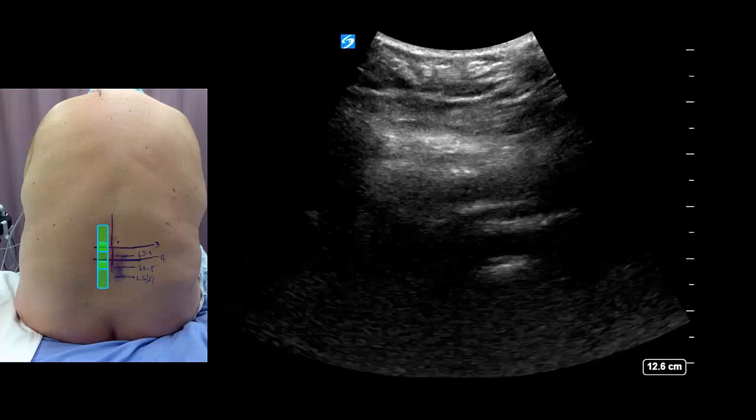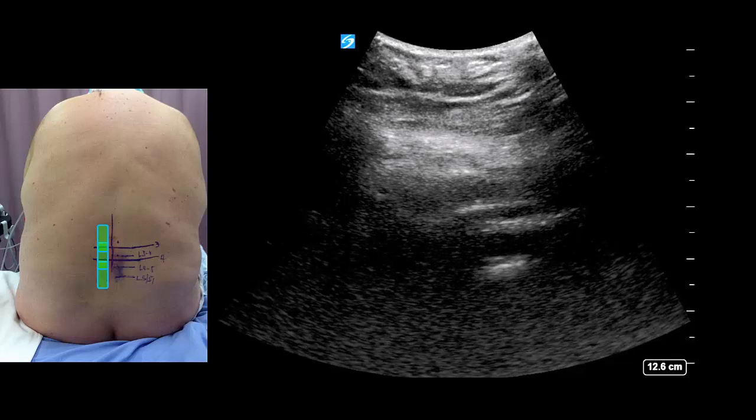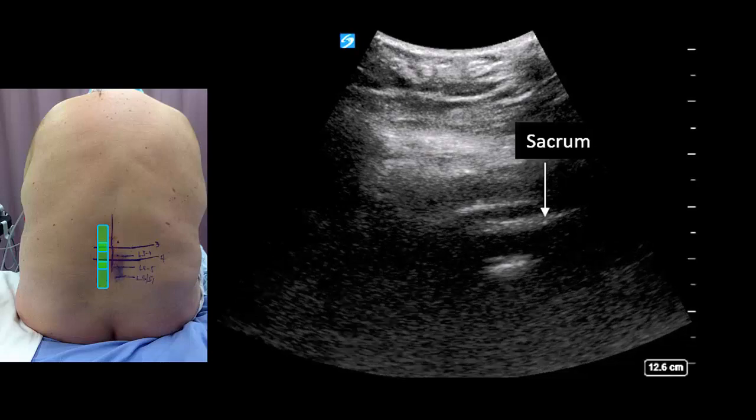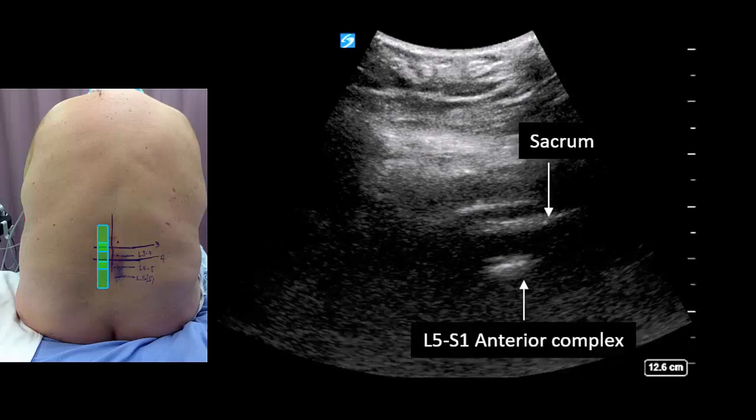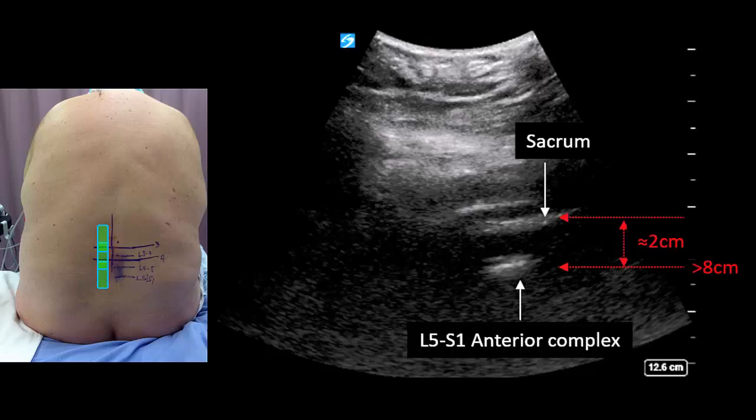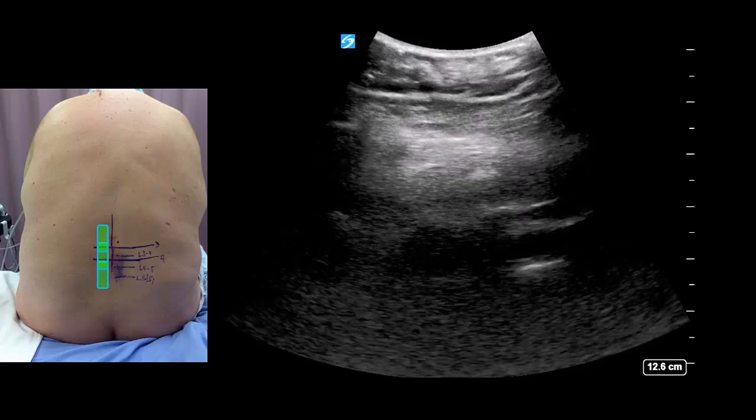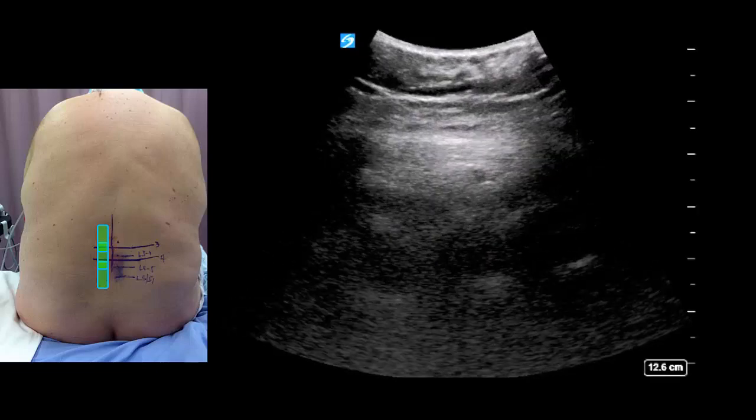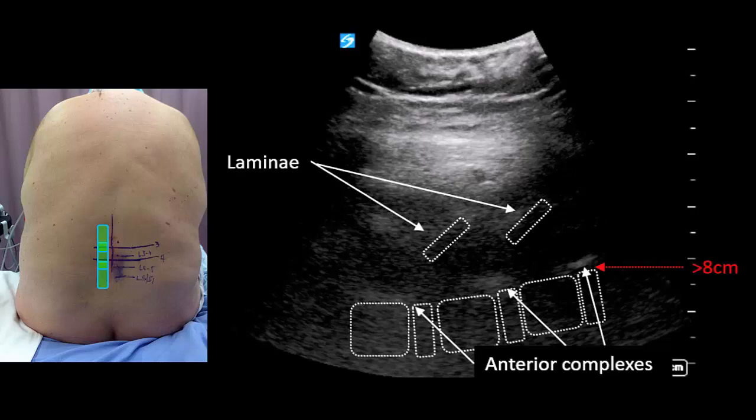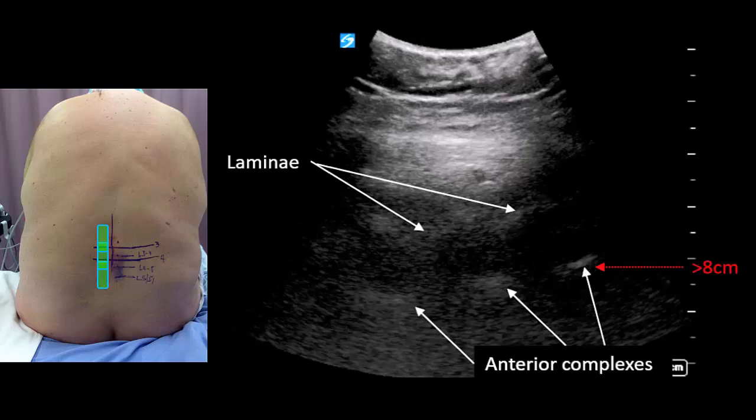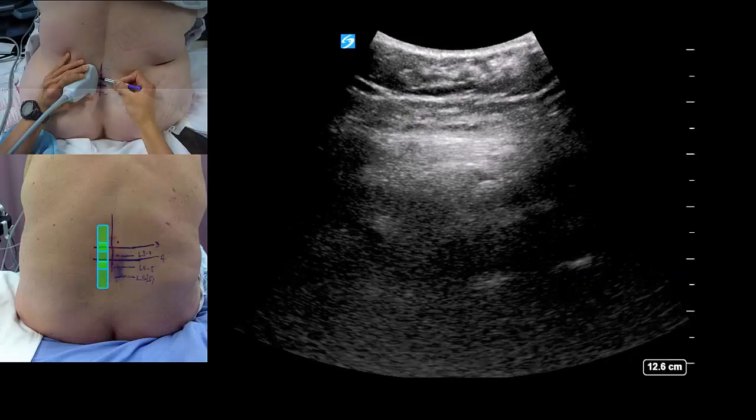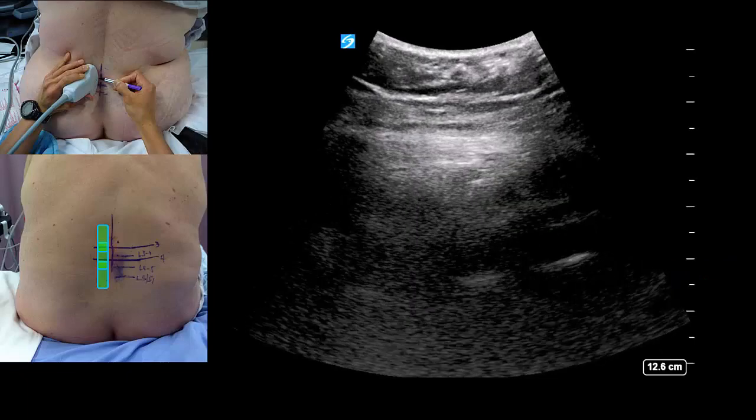This video shows the dynamic process of ultrasound scanning of the parasagittal oblique view in real time. The sacrum and the L5 space is visible. As we move cranially, the other laminae and anterior complexes are visible as previously discussed. Each of these can be centered on the screen and their position marked.